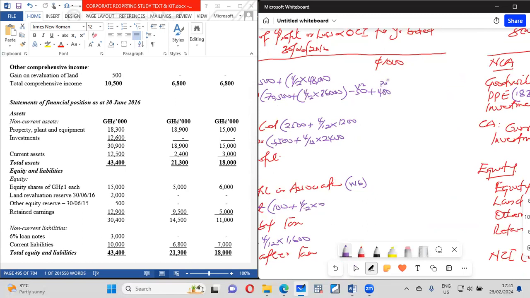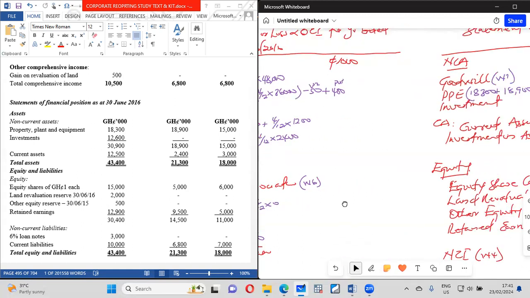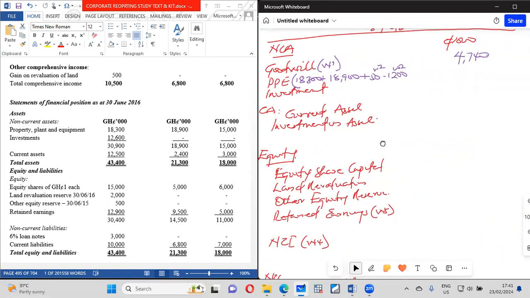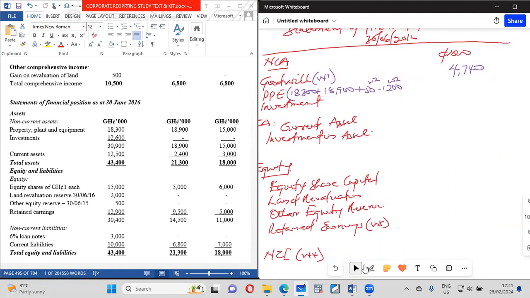So the PAP. All right, so that is that. And here, when we come to our inventory, where is it? It is inside our current assets, right? So since it is inside our current assets, what do we do? What is the total current asset?